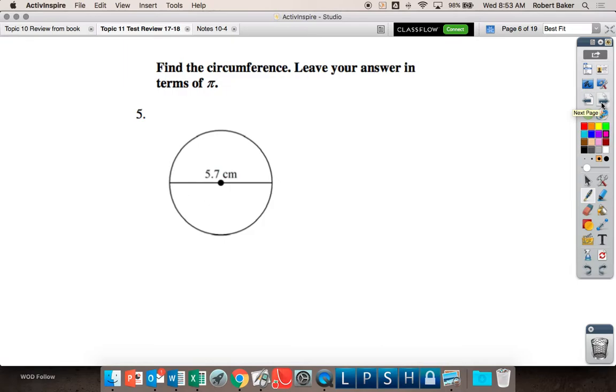All right, number 5. Find the circumference. Leave your answer in terms of pi. So do not multiply by pi. Not testing? No. Because I'm senior. Okay, perfect.